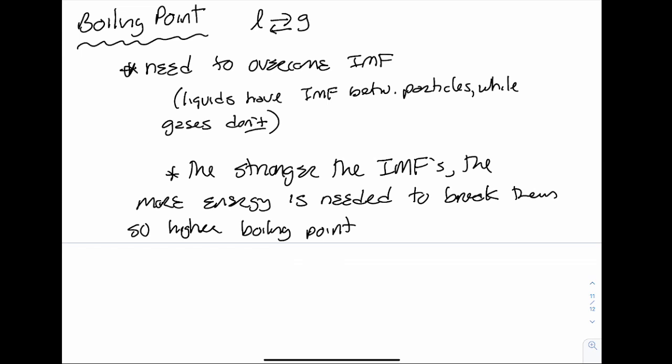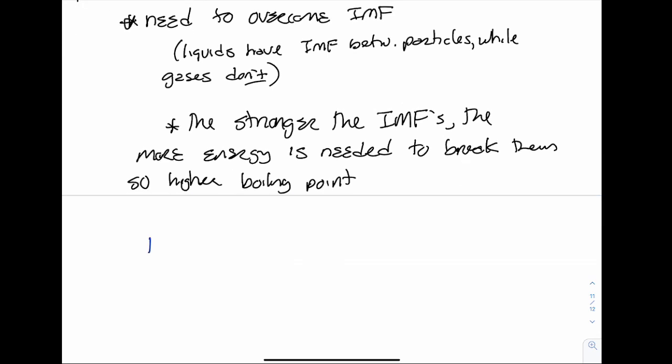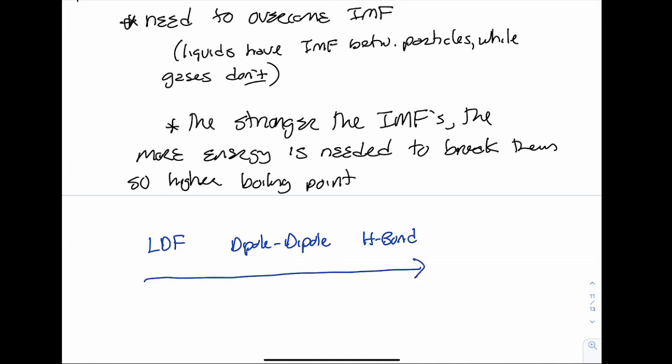So if we were comparing different molecules, one that has just London dispersion forces, one that also has dipole-dipole forces, and then another that also has hydrogen bonds, as we go in this direction, our intermolecular forces are getting stronger, so we're going to have higher boiling points.